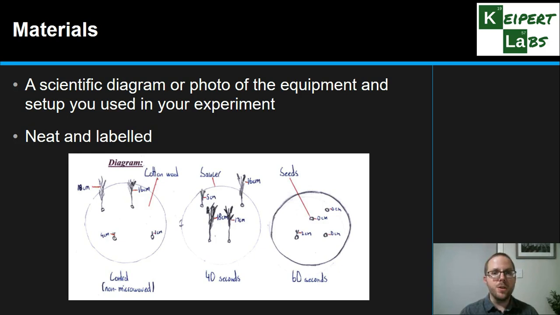A photo is really, really useful if you're able to take one, because then it really helps to capture a lot of detail about how the experiment was done.